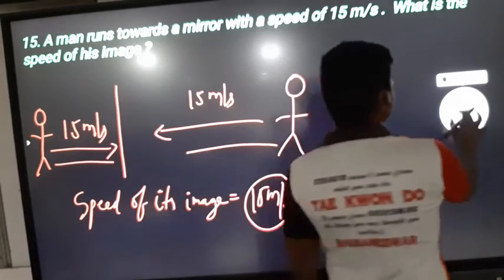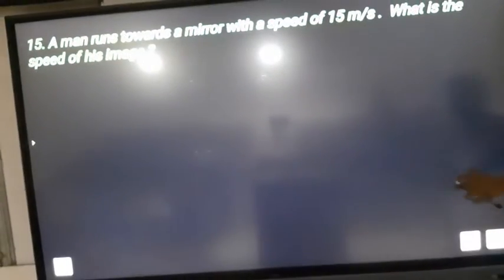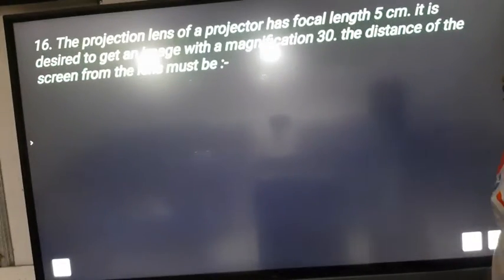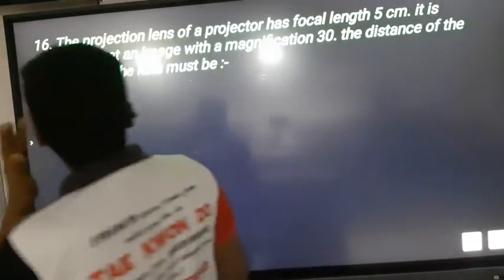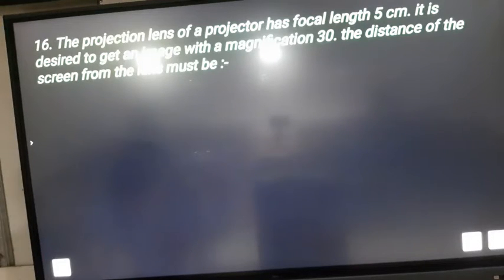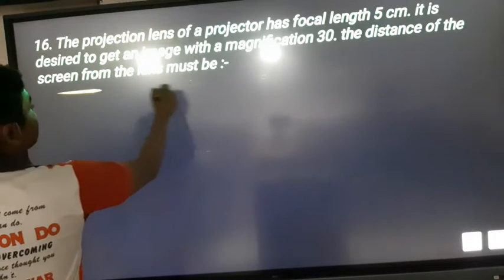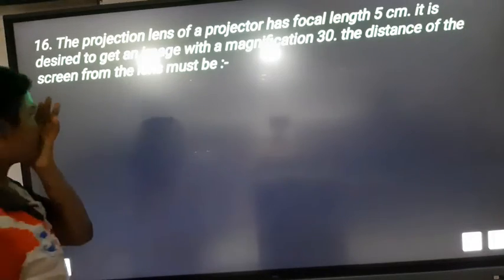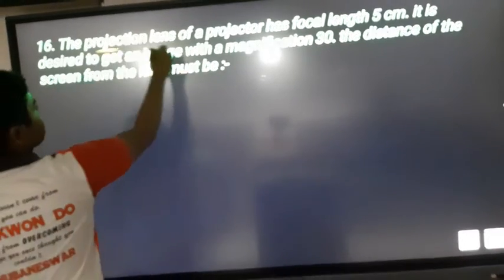Let's see the next question. A projection lens of a projector has focal length 5 cm and it is desired to get an image with magnification 30. Then the distance of the screen from the lens must be what? So the projection lens focal length is 5 cm.